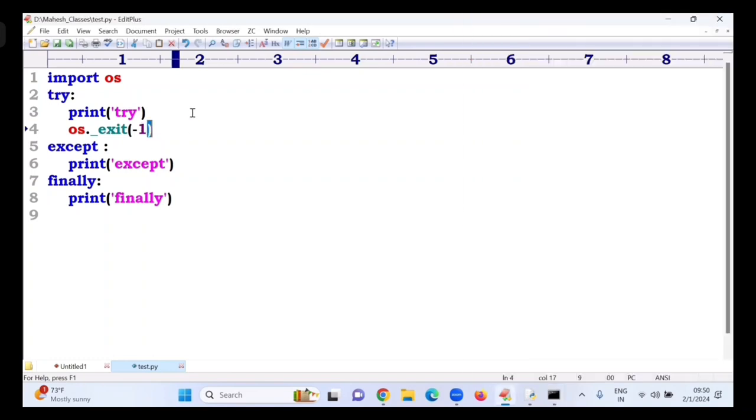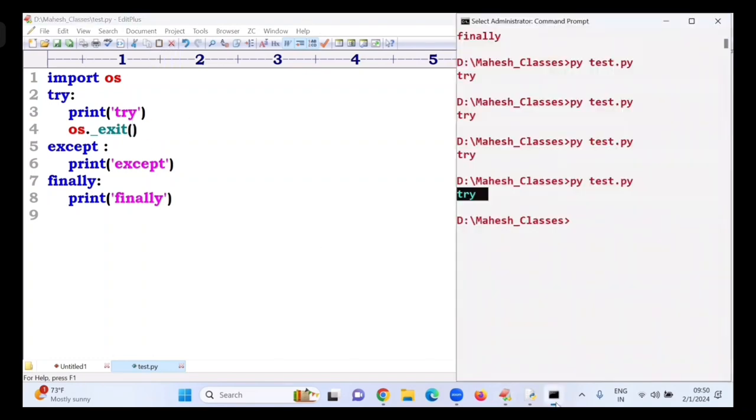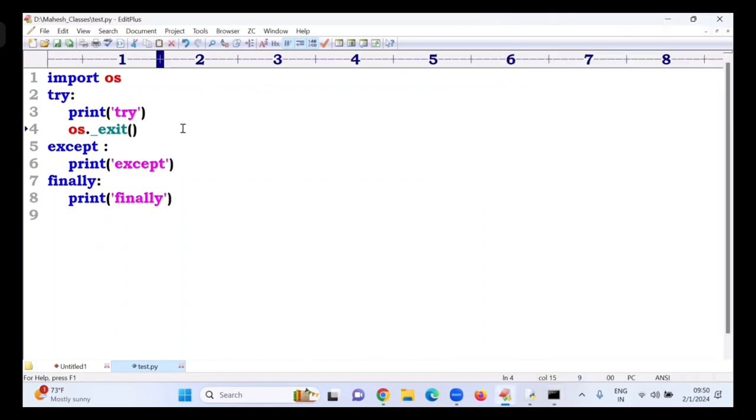If I do not give any number, then we will get an error. Then what happened there? Try, except, finally. So, sir, os._exit compulsorily accepts a number, positive or negative; one number is required. It can be negative, positive, 0, 1, 2, any number.